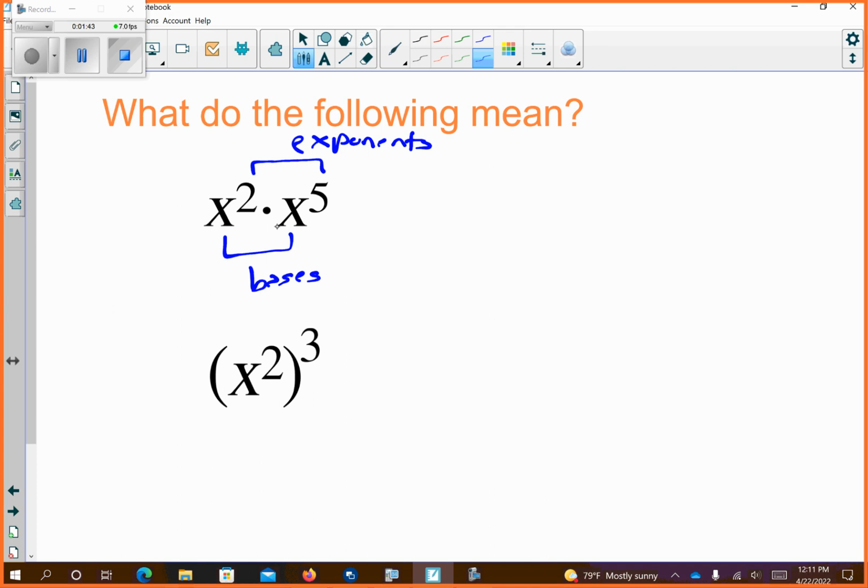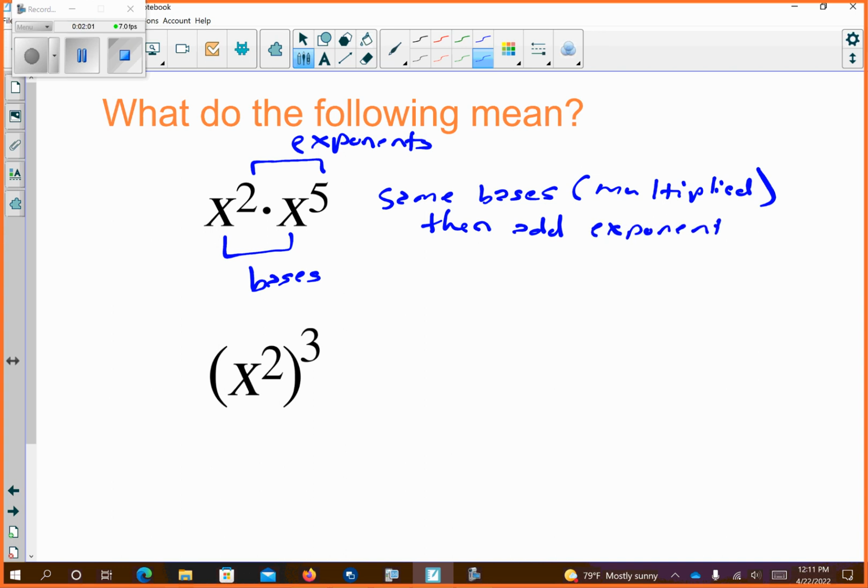So if I have same bases multiplied, then add exponents. Okay? So I have the same bases. So this is going to yield me an answer of x to the, if I add the exponents, I get what? 7. Problem's done.